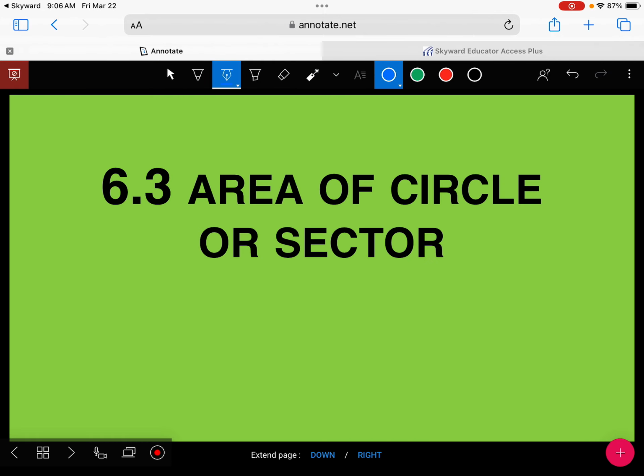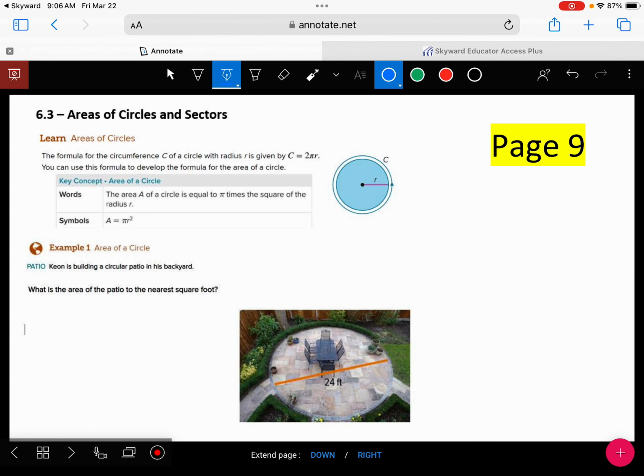Now we're going to get into 6.3, which is area of a circle and area of a sector. So today, we're going to talk about area of a circle. The formula for area of a circle is pi times r squared. R is your radius.